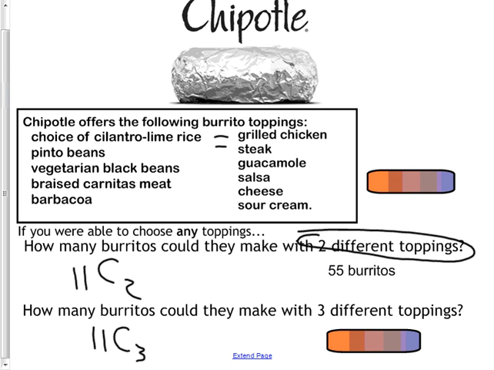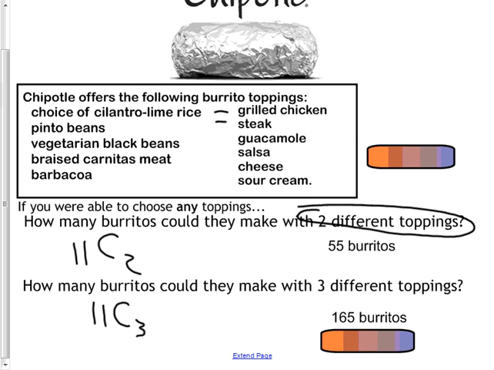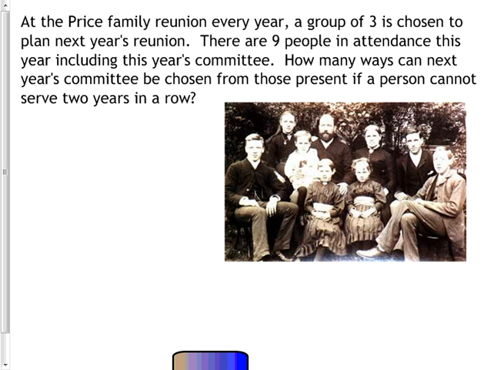There's 55 when you do 11C2. There's 165 when you do 11C3. Why more? Because now all of a sudden adding in a different topping, like sour cream, makes it a whole different burrito. So you add more combos this way. All right, then let's move on to this screen.